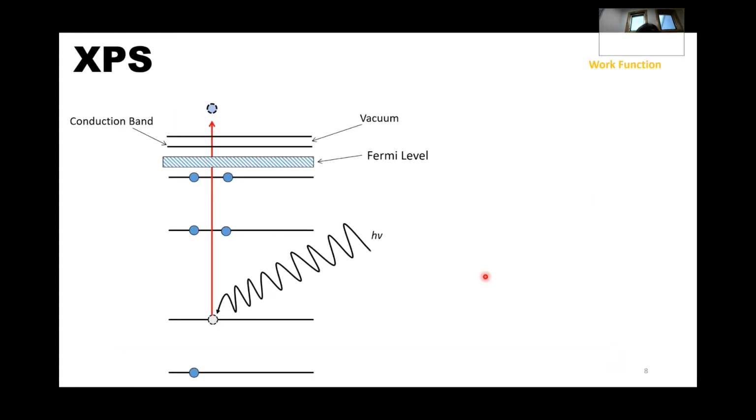In XPS now, we typically denote photons with h mu, or h times frequency, Planck's constant times the frequency of the photon. X-rays are photons. You basically come in, hit this atom with photons. This is just kind of a crude depiction of an energy level. We excite this electron up and out of the material, basically. So we get to the Fermi level, we get past the Fermi level, and we get past the vacuum level. We actually exit the material.